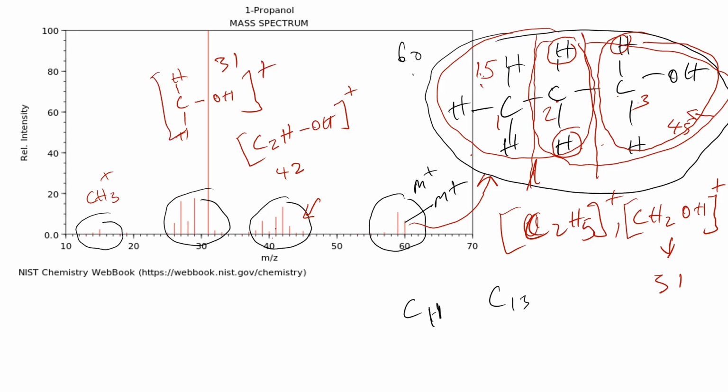Then our ethyl carbocation, C2H5 plus, that is 12 times 2 plus 5, which is 29, and that corresponds to this peak at 29 here. You can see this peak at 29. That is our ethyl carbocation, C2H5 plus ion.